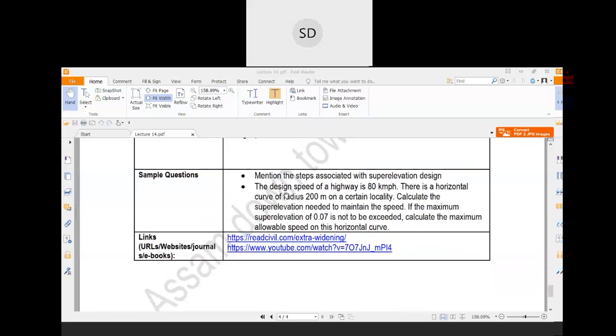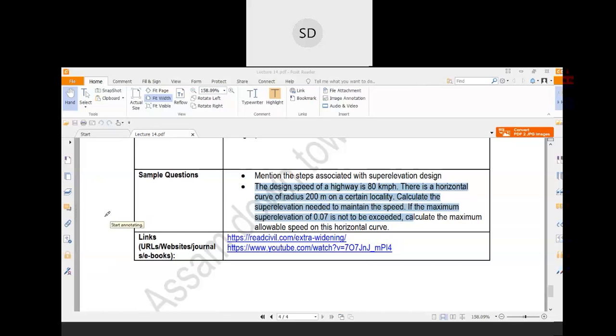Now this is the numerical. You have to solve this. The design speed of a highway is 80 km per hour. There is a horizontal curve of radius 200 meter on a certain locality. Calculate the super elevation needed to maintain the speed. That is for your mixed traffic condition. First I am telling you the steps to calculate this.